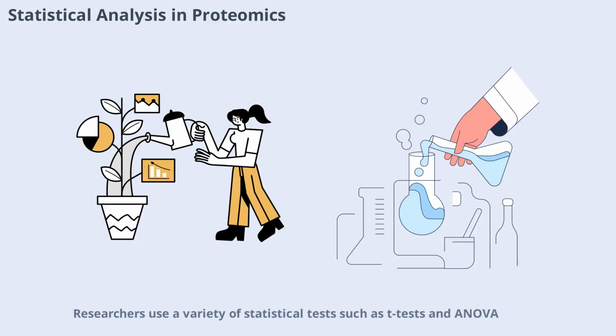Researchers use a variety of statistical tests, such as t-tests and ANOVA, to determine whether observed differences in protein levels are significant. Multiple testing correction methods like the Benjamini-Hochberg procedure help control for false positives. Proper statistical analysis ensures that conclusions drawn from proteomics data are robust and reliable, supporting sound scientific findings.